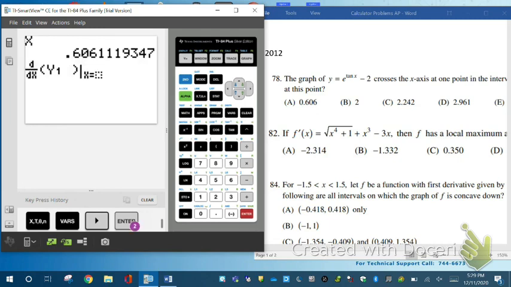Okay, and here's the advantage of what I showed you. Now, instead of typing in all those numbers, which I can do because now I can see them, I can use the answer button above the negative. Second answer above the negative. And it's going to plug in that 0.606 there. So the derivative at 0.606 would be 2.961, which is option D.